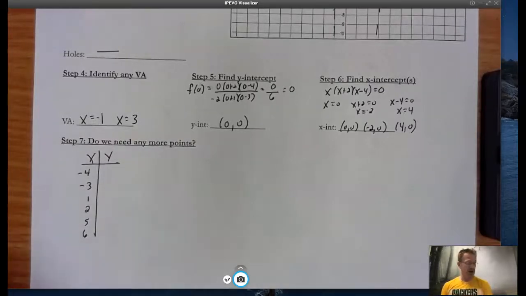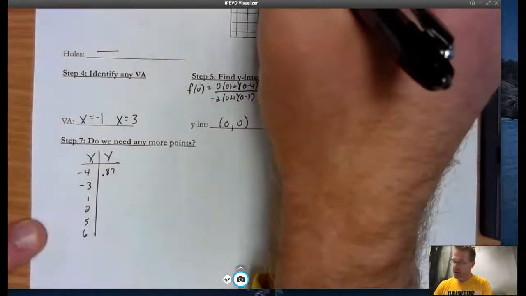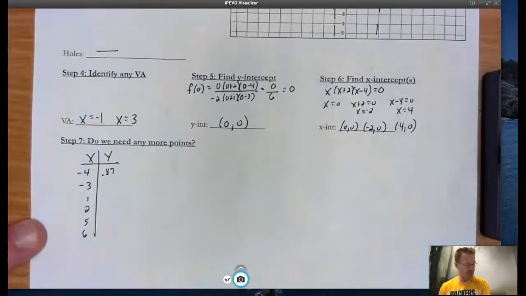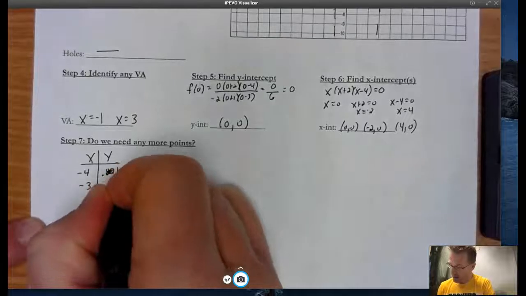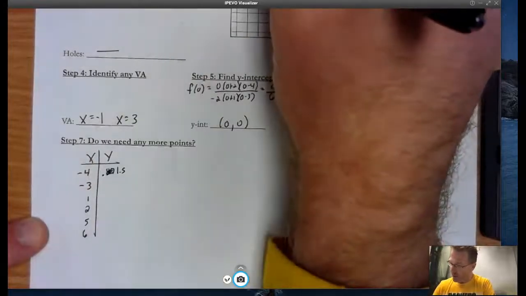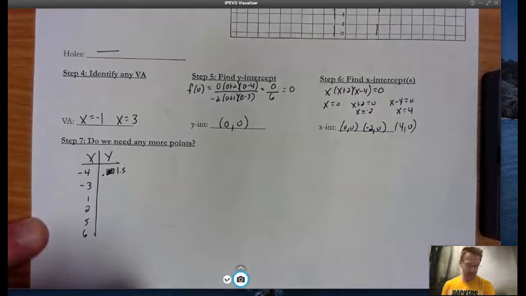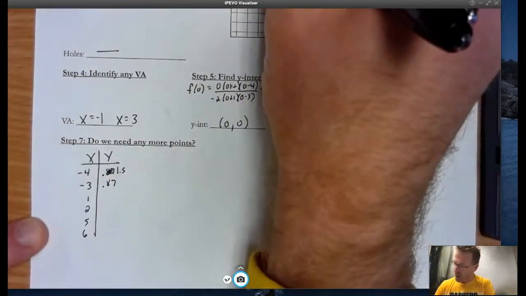All right, so when I plug in -4, I get 0.87. So -4, 0.87 is almost 1. So right there, I'm sorry, 1.5. I made a mistake, 1.5. Looked at the wrong value. So 1.5 is right there. When I plugged in -3, I get 0.87, which is almost 1 right here.